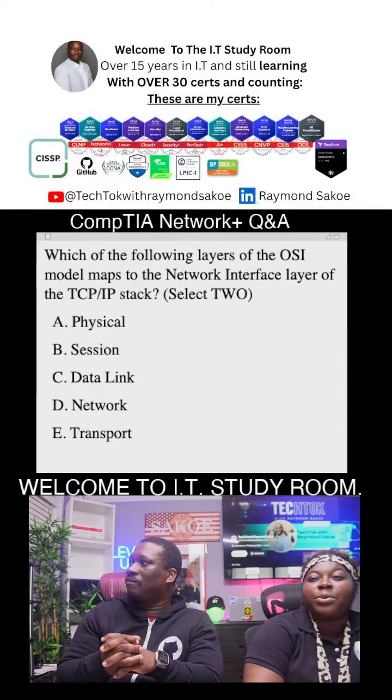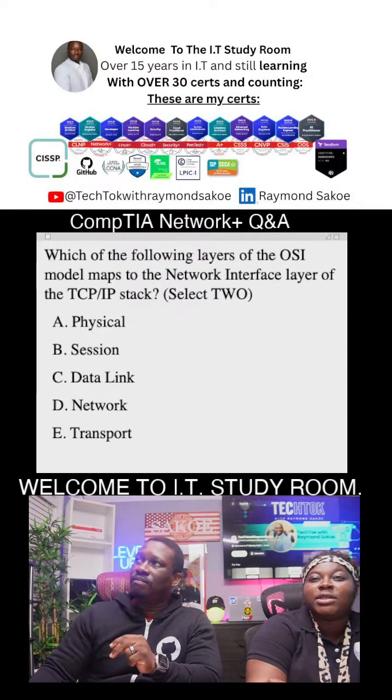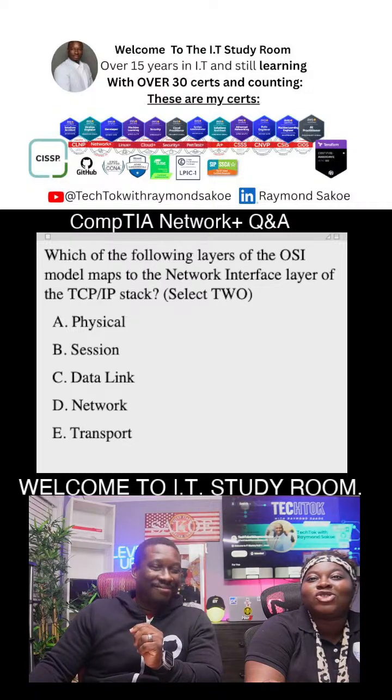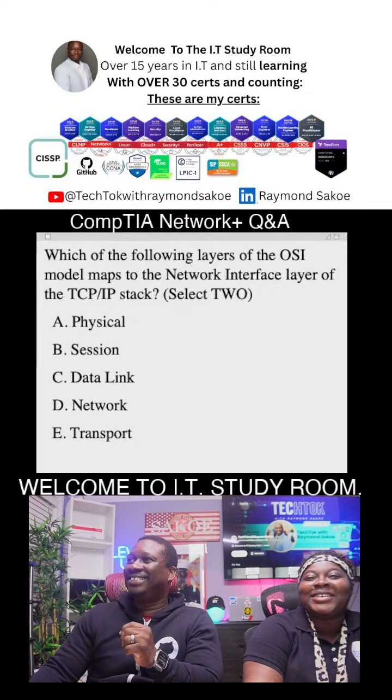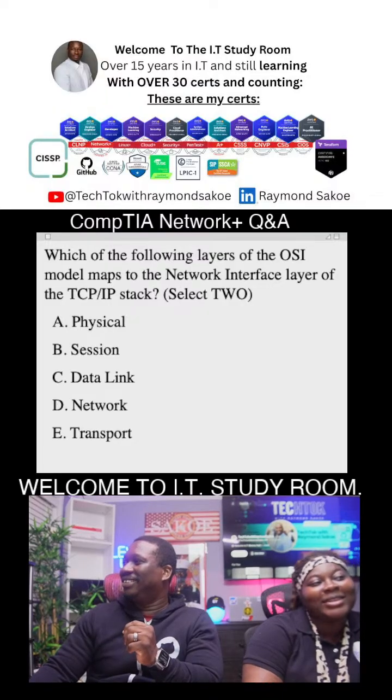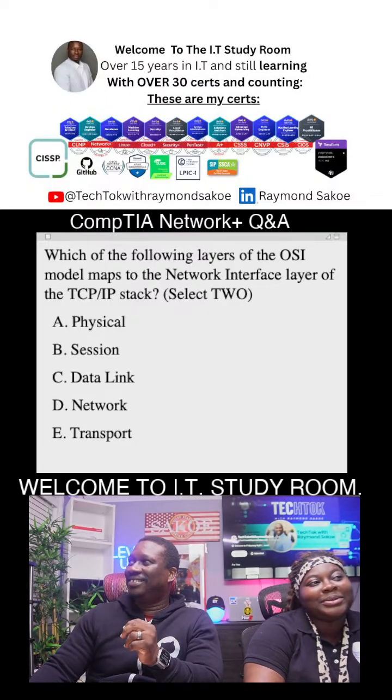Which of the following protocols is used to send time synchronization updates on a given network? I know that time synchronization.